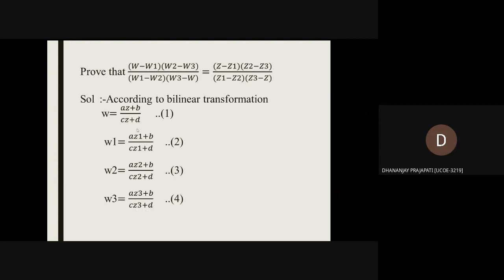On the left hand side, we have to prove that (W minus W1) into (W2 minus W3) upon (W1 minus W2) into (W3 minus W) is equal to the cross ratio of Z. So we have to first find the value of the left hand side. So we are moving to find the value of the left hand side, that is (W minus W1) into (W2 minus W3) upon (W1 minus W2) into (W3 minus W). So let's move.